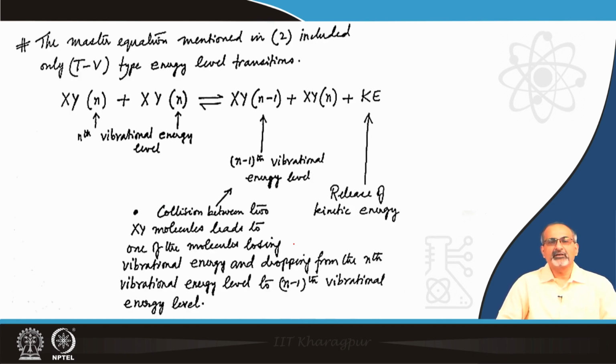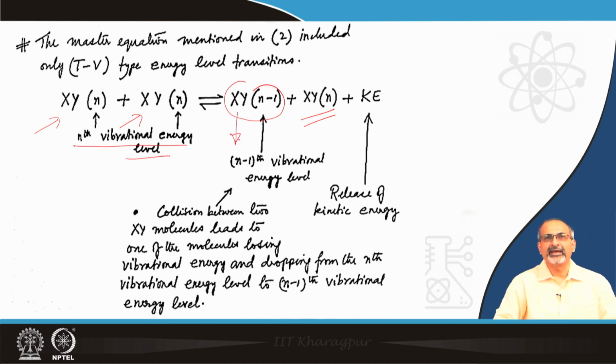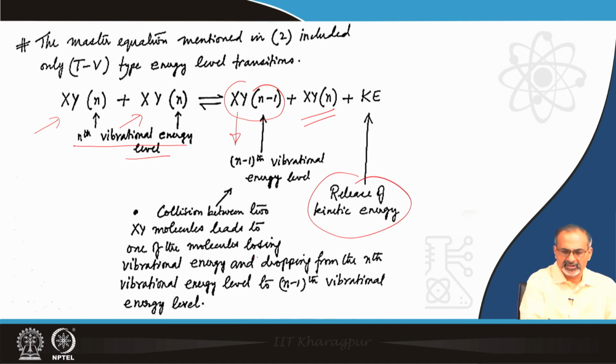The master equation mentioned earlier in 2 included only the translation-vibration type energy level transitions, where when two molecules of XY collide or interact with each other, both of them being at the nth vibrational energy level, then one falls to a lower level while the other gets excited, and because one of them falls to a lower energy level, there is some energy which is surplus now, which is released in the form of kinetic energy. So, collision between two XY molecules leads to one of the molecules losing vibrational energy and dropping to the lower level, and consequently leading to release of kinetic energy.